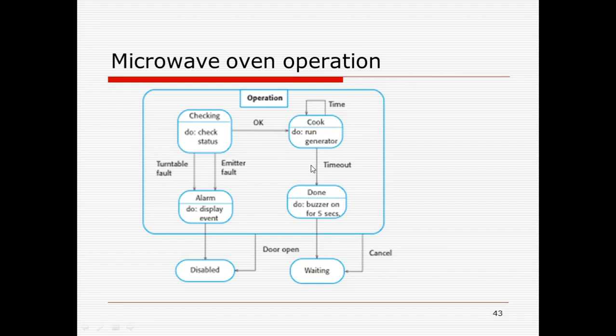and with the timer being set, it goes to the cooking state and does the cooking. When the timeout occurs, it goes to the buzzer for 5 seconds. Okay, and from there it goes to waiting. So this is what the state diagram for the microwave oven operation shows.